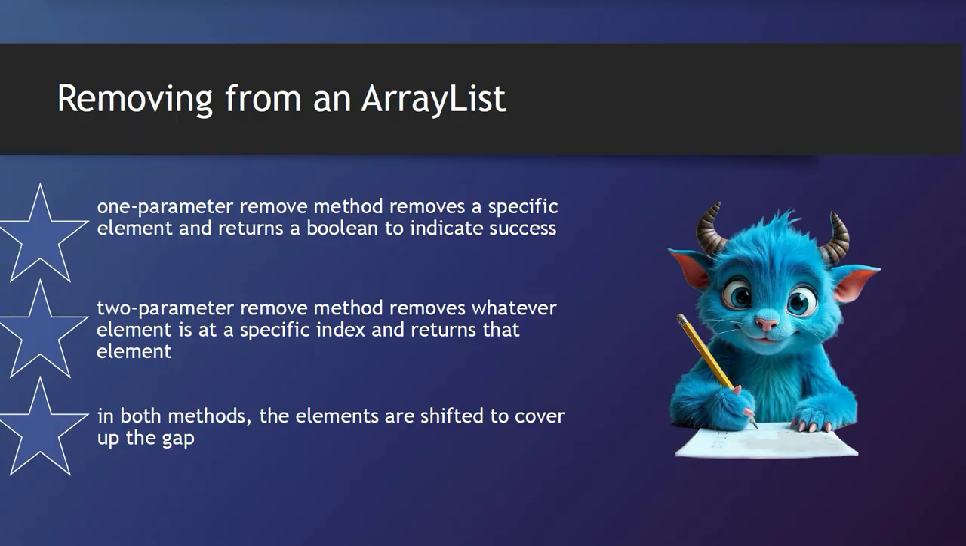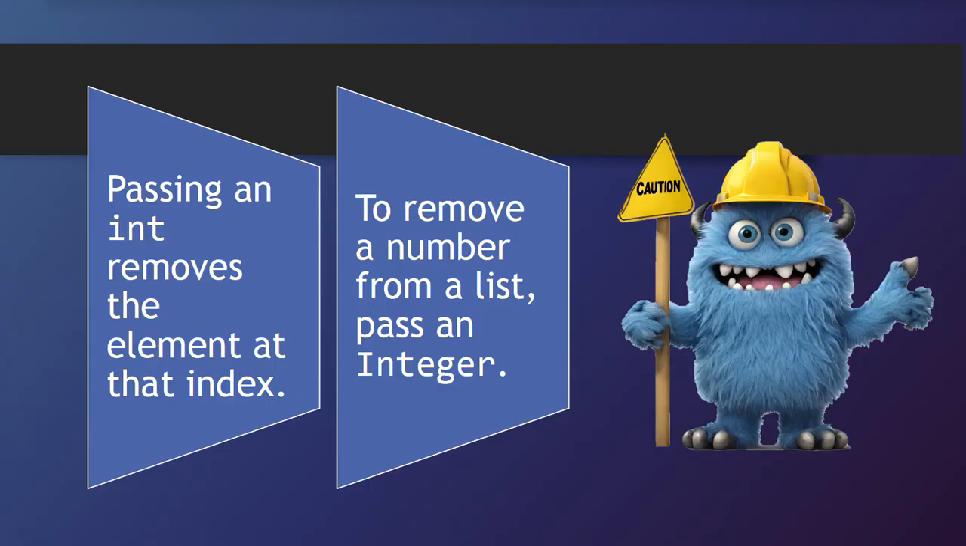You can instead use the second version, which specifies the index of the element you want removed. This will also result in automatic shifting to cover up the gap to maintain the rest of the list intact. This method returns the actual object that was at that specified index. Be careful when working with numeric lists. If you pass in a primitive int, this will remove the item at that index.